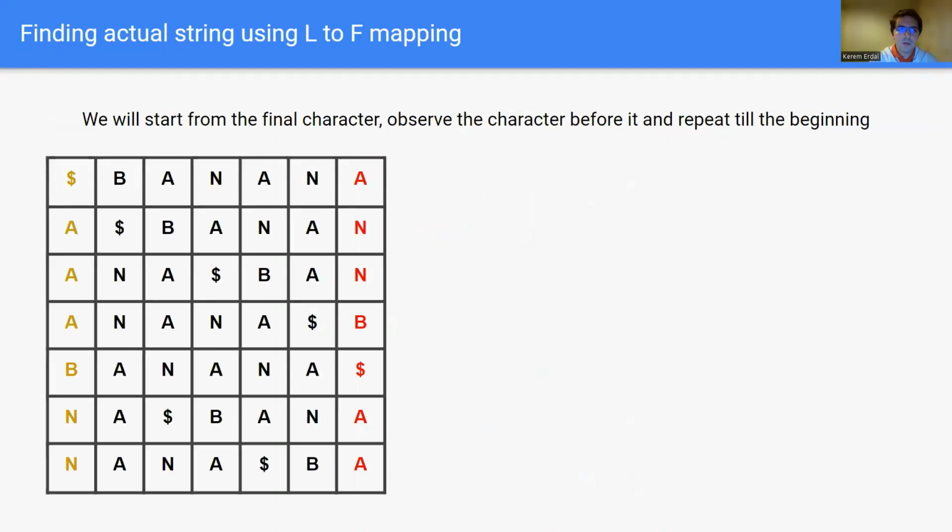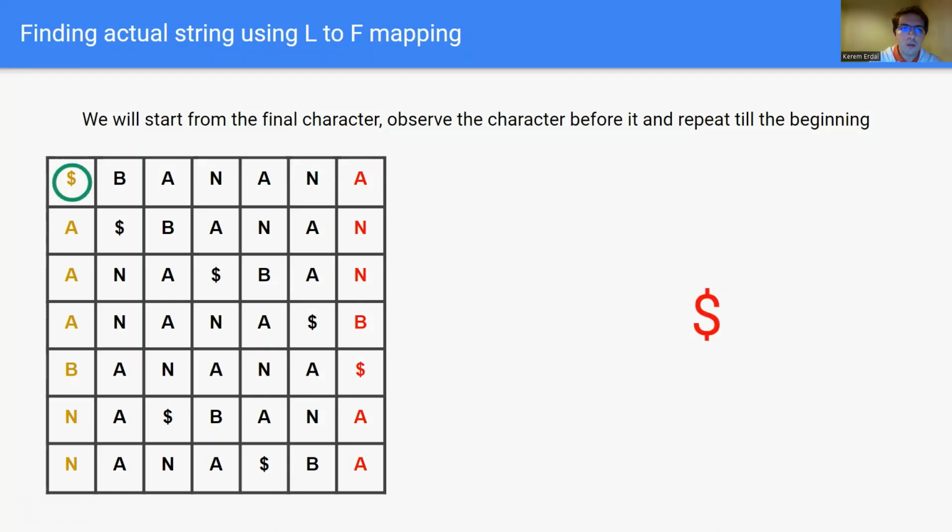Now I will explain how to find the actual string using LF mapping. For example, if we just have the last column given to us, we can already obtain the initial column, as these are the lexicographical order of 3 A, 1 B, 2 N, and the $ sign. So we can obtain this first column directly when just the last column is given. So how can we obtain the actual string by using the first and last columns?